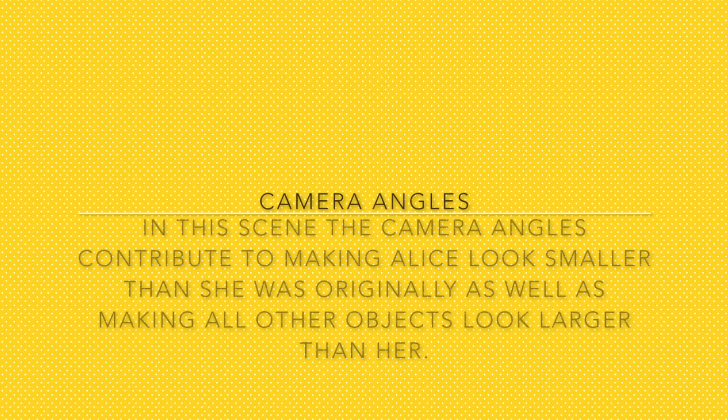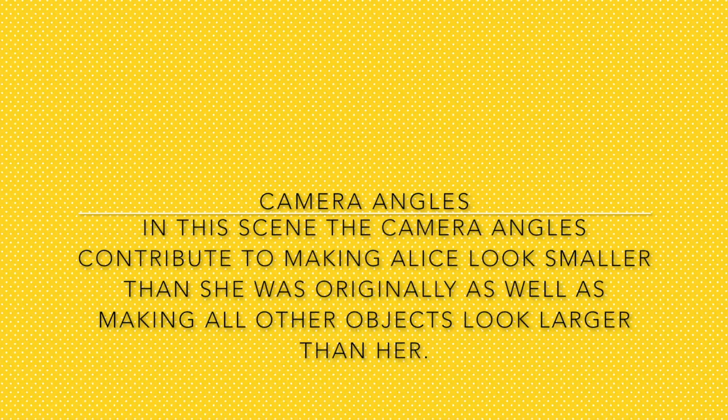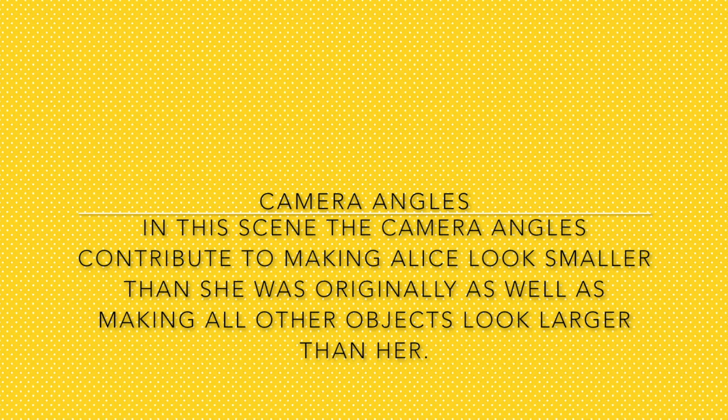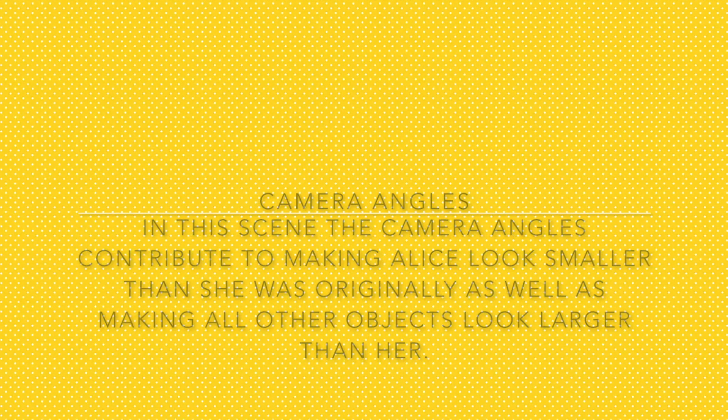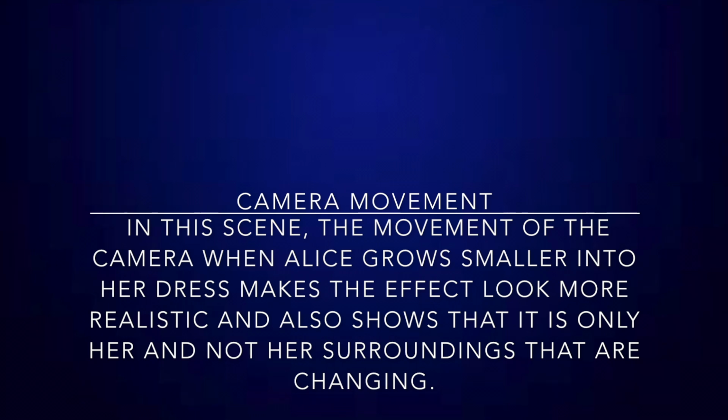In this scene, the camera angles contribute to making Alice look smaller than she originally was, as well as making all other objects look larger than her. In the scene, the movement of the camera when Alice grows smaller into her dress makes the effect look more realistic and also shows that it is only her and not her surroundings that are changing.